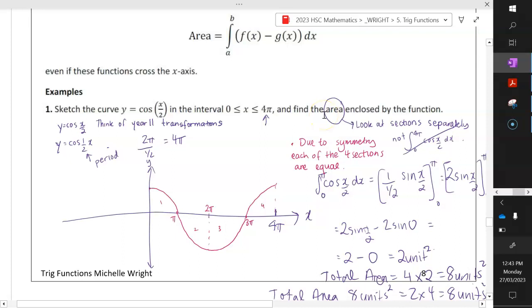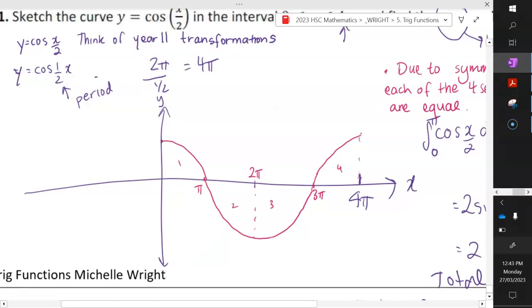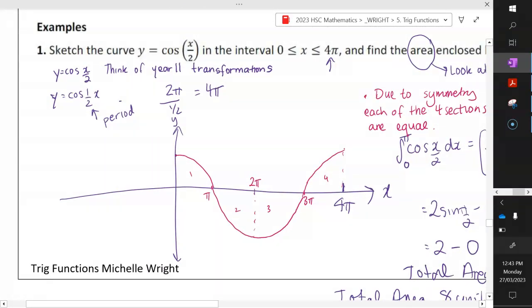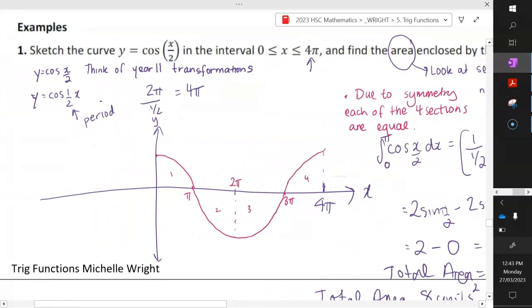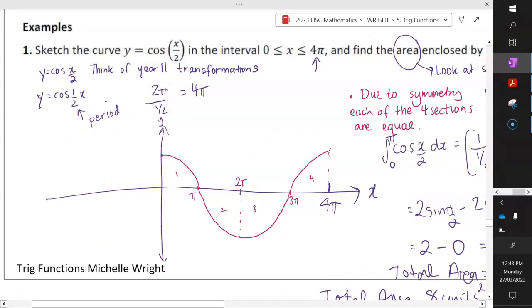Now I want you to think about this, because there is a long way and a short way to do working out the area in this question. The question says find the area enclosed by the function. So let's have a look. The area enclosed by the function in that interval, so we're between our 0 up to 4 pi. So we've got basically 4 areas. We've got between 0 and pi, which I've called area 1, between pi and 2 pi, which I've called area 2, between 2 pi and 3 pi, which is area 3, and 3 pi and 4 pi, which is area 4. That gives us 4 separate areas which are identical.